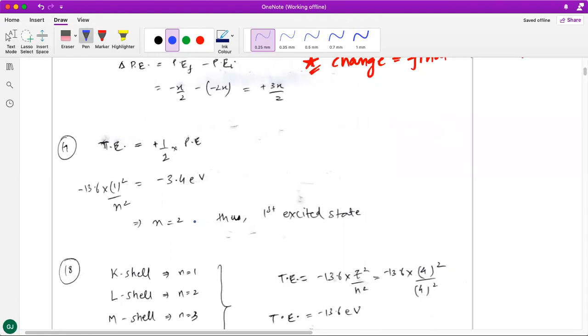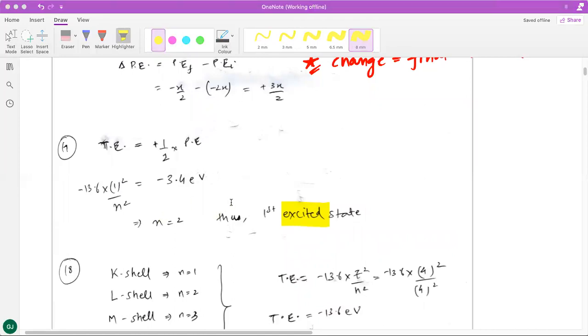Then the 17th question is pretty straightforward. It talks about the total energy, and the catch is that excited state is being asked in the question. You will get the answer of n equal to 2, but you might make a mistake of putting the answer as option B, although option A is the correct answer. Why? Because n equal to 2 corresponds to the first excited state.